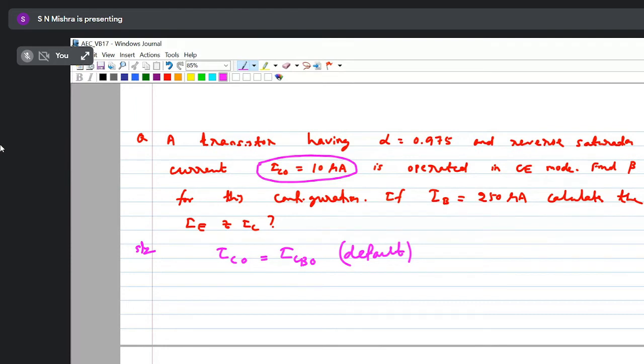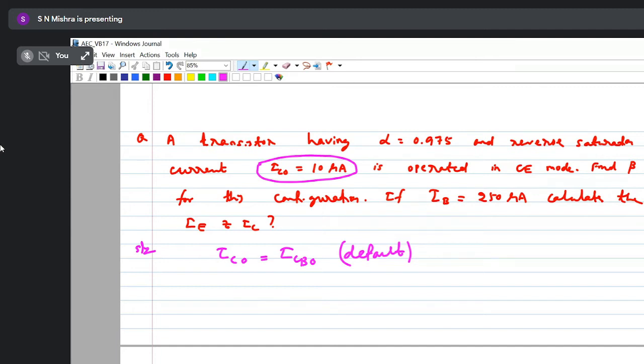We already know the leakage current for common base is ICBO, for common emitter we can add ICEO, and for common collector we can add ICCO. So if ICBO is given, directly you can take. But if ICO is given, then you understand this is given for common base configuration.